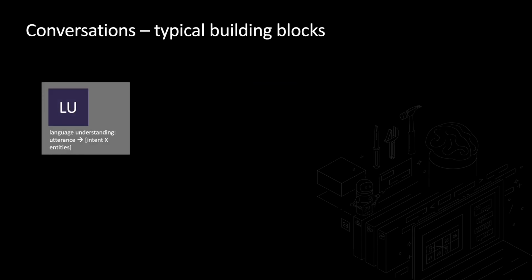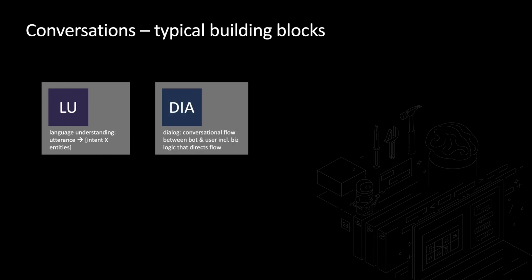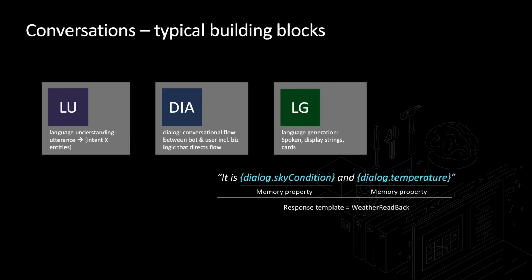When we think about conversations, we think about it in different building blocks. The first is language understanding, or LU, what the user says and how we can parse that information and extract intent, what the user is trying to do. The second is the dialogue system, conversational flow between a bot and a user that often includes business logic and different service integrations. The third is language generation, the response object sent back to a user. This can be spoken or textual or even a card.